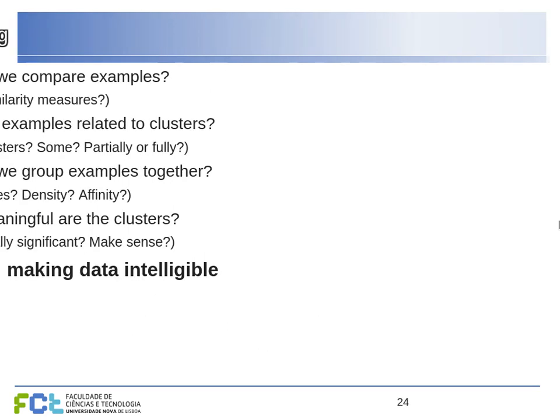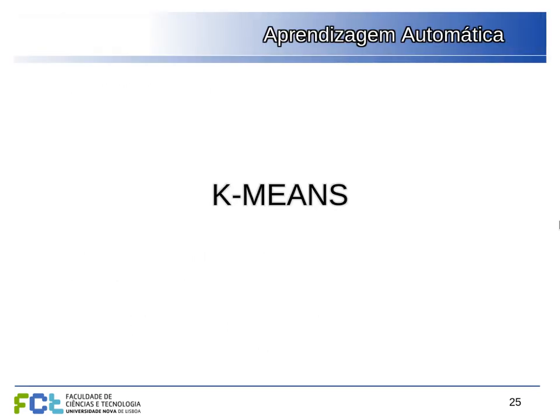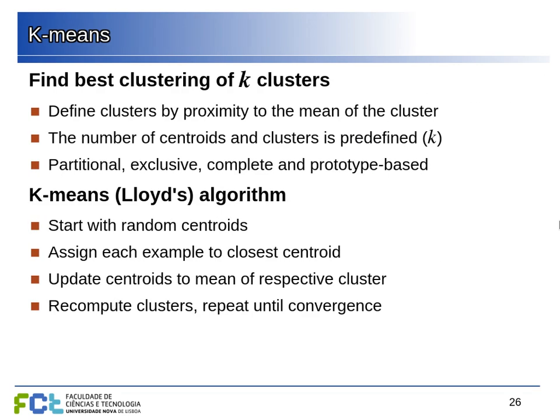So let's see the first clustering algorithm, k-means. The idea is to find the best way of clustering points, or the best clustering. Clustering is a term that, if you use it as a verb, is the process of computing the clusters. If you use it as a noun, it will be the set of clusters that is created. So we want to find the best set of k clusters.